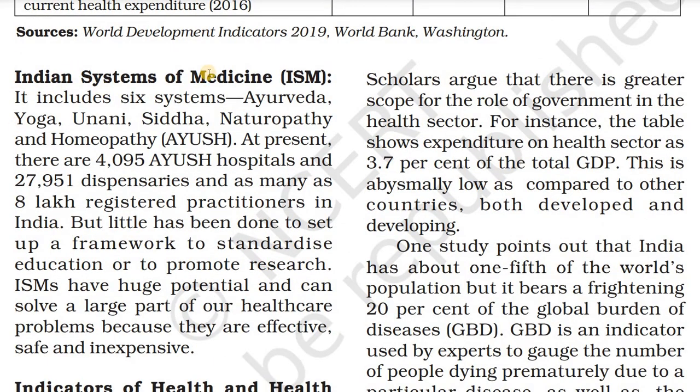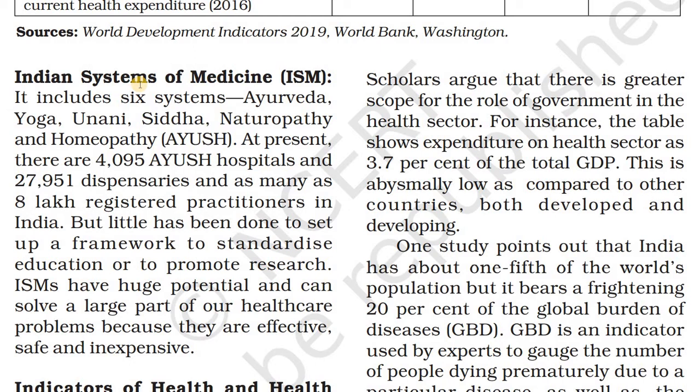Then Indian systems of medicine include 6 systems: Ayurveda, Yoga, Unani, Siddha, Naturopathy and Homeopathy. Together we call them Ayush. At present, there are 4,095 Ayush hospitals, 27,951 dispensaries and as many as 8 lakh registered practitioners in India. But little has been done to set up a framework to standardize education or to promote research.